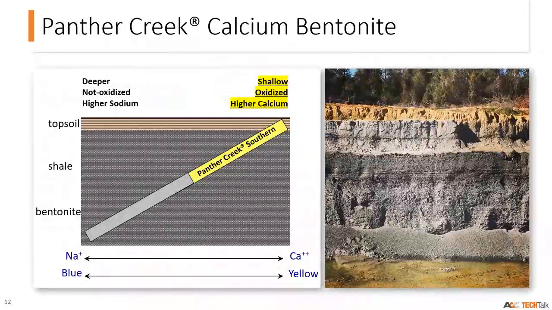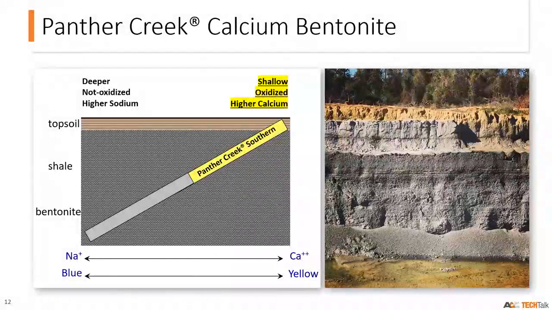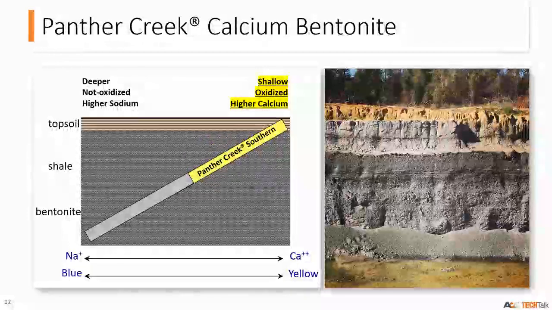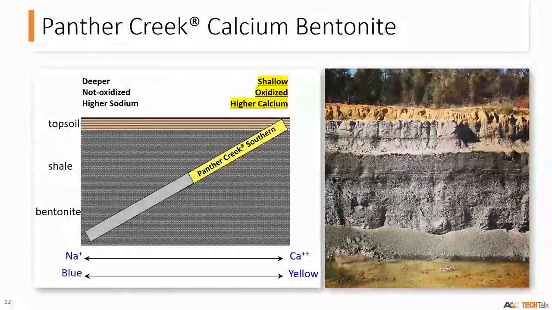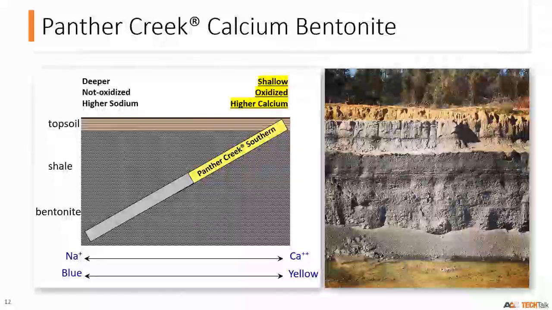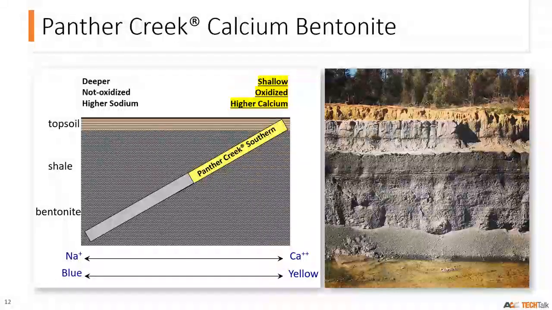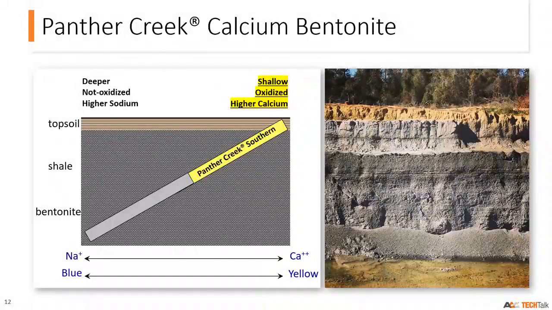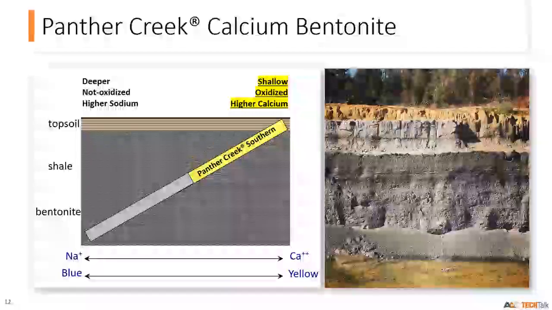All right, we're going to switch gears for a moment here and talk about Panther Creek calcium bentonite. It is important to note that calcium bentonites do occur in the West and sodium bentonites actually occur in the South. But as we just talked about, it is the sodium and calcium ratio that is the final determination of how to classify this clay. This is a very similar slide to what you saw earlier with the Western bentonite. You can see that the deeper clay is less oxidized and has a higher sodium content. And then on the shallow side, it's a different color, it's more yellow, and it's more oxidized.